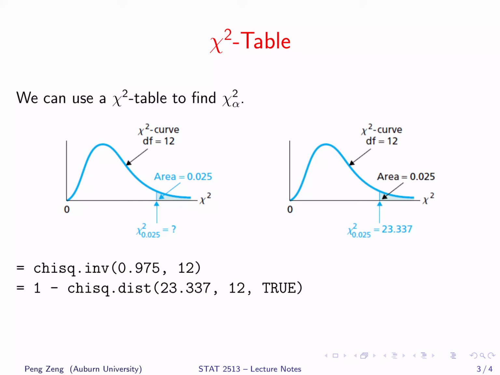This Excel function has three arguments. The first argument is the value. The second argument is degrees of freedom. And the third argument is true.